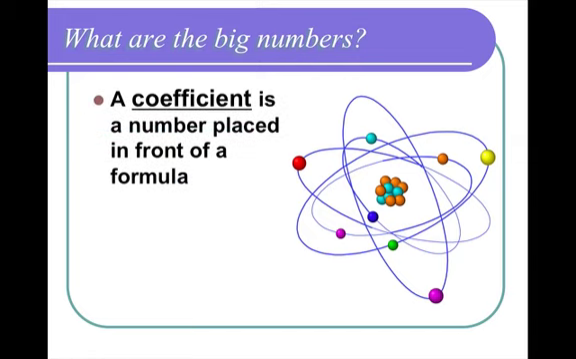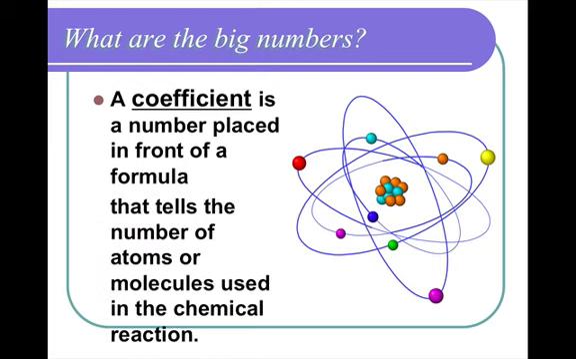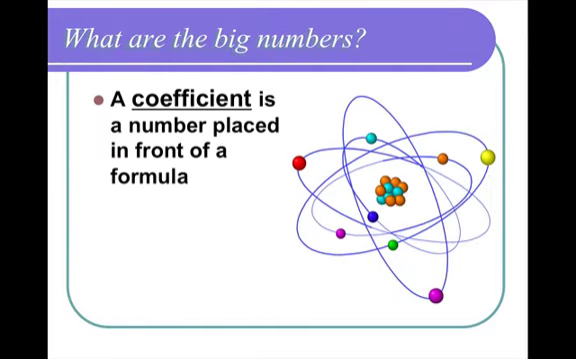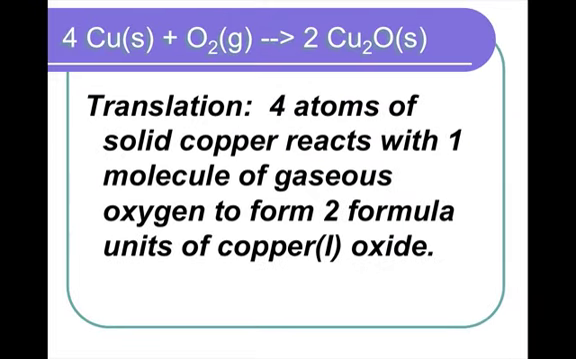What are the big numbers in front? Well, the big numbers are called coefficients. A coefficient is a number placed in front of a formula that tells the number of atoms or molecules that are used in that chemical reaction. If we go back to this slide, this 4 is a coefficient, this 2 is a coefficient, and do you know what coefficient is here? It's a 1. It's not written down, but we understand that there's sort of a ghost 1 right there.